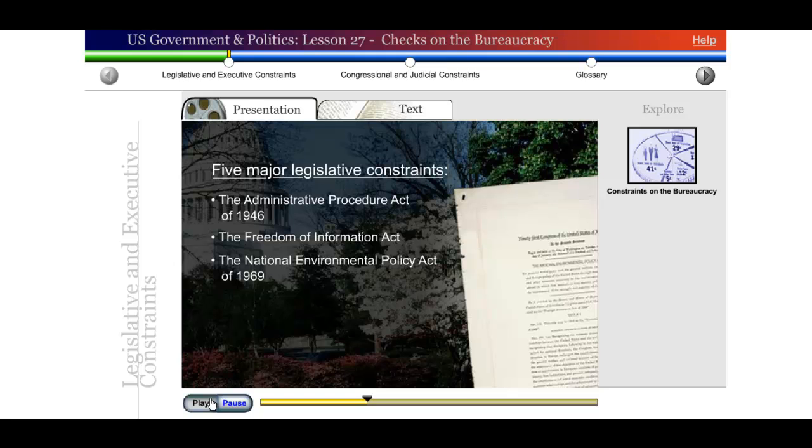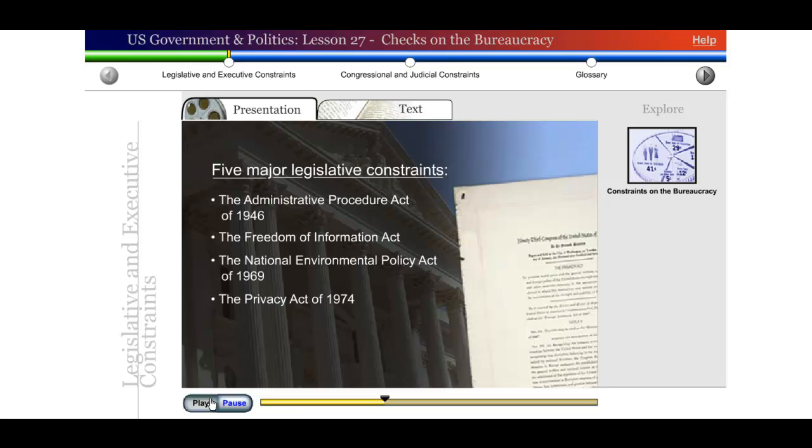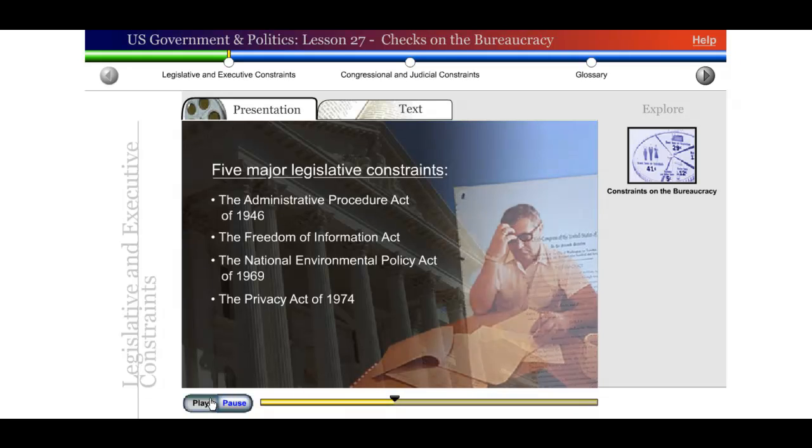A third constraint concerns the environment. Before initiating any action affecting the environment, agencies are required by the National Environmental Policy Act of 1969 to issue an environmental impact statement. The Privacy Act of 1974 is yet another constraint imposed on the federal bureaucracy, mandating that agencies keep government files about private citizens confidential. It includes information such as Social Security files and tax records.